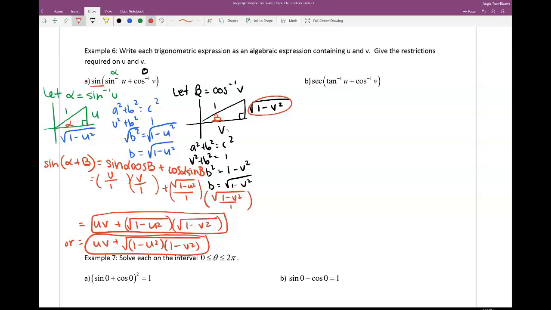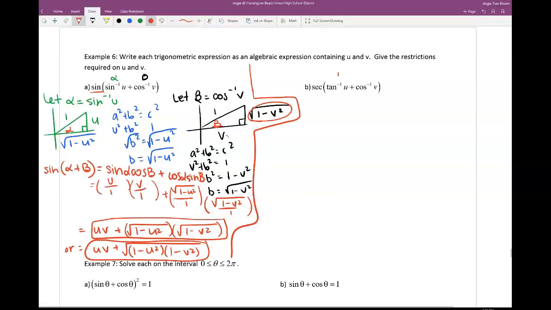All right, let's move on to example 2. I'm sorry, not 2b. Okay, here we go. Well, secant of tangent inverse of u plus cosine inverse of v. And I'm going to let this be alpha and this is beta. Okay, so let's draw a triangle. Tangent inverse is restricted in 1 and 4, but because I want it to be positive, so I can put it in quad 1. So here's alpha.